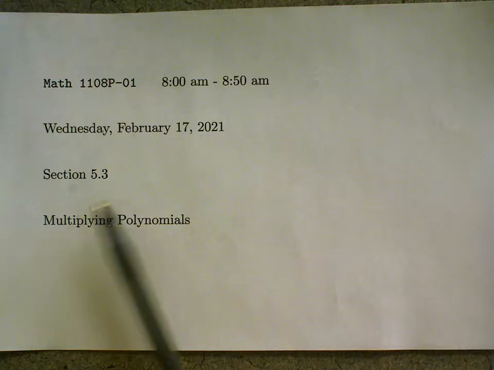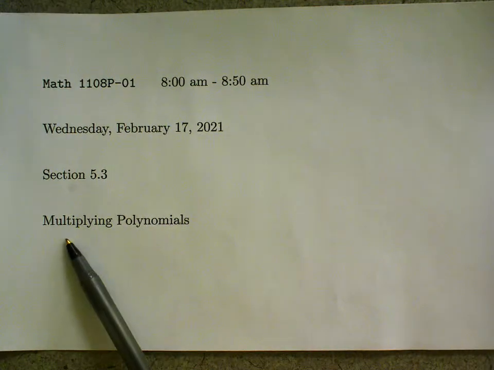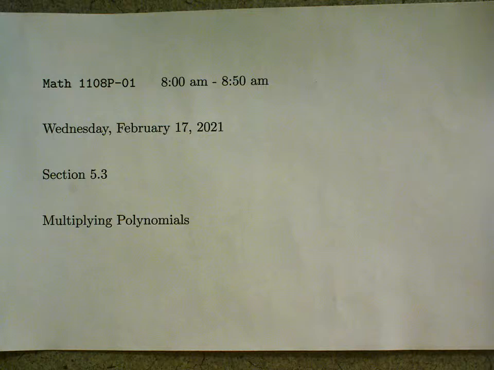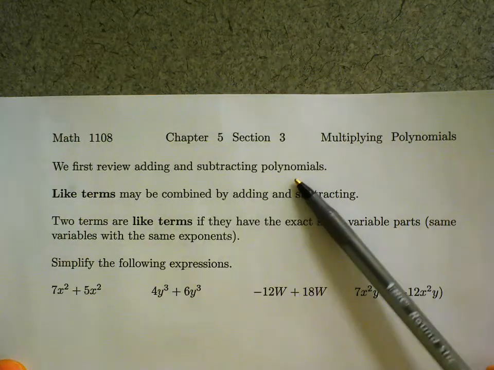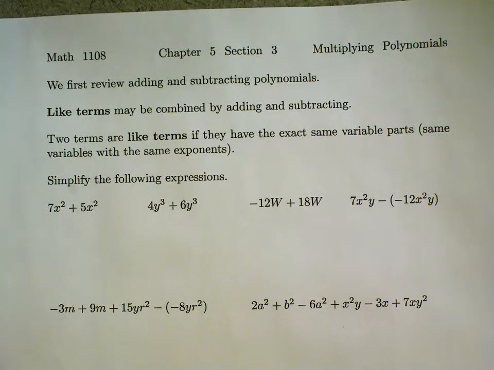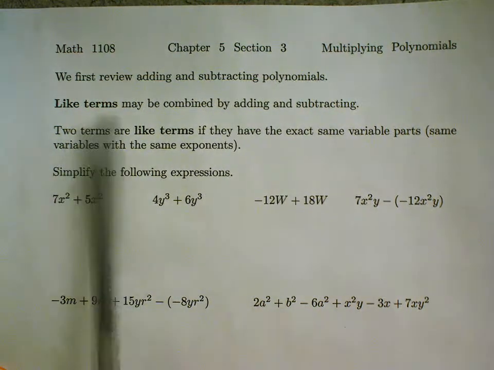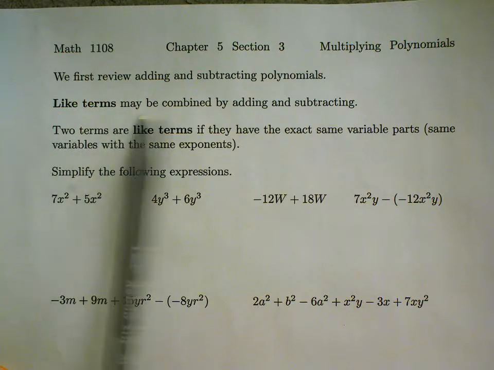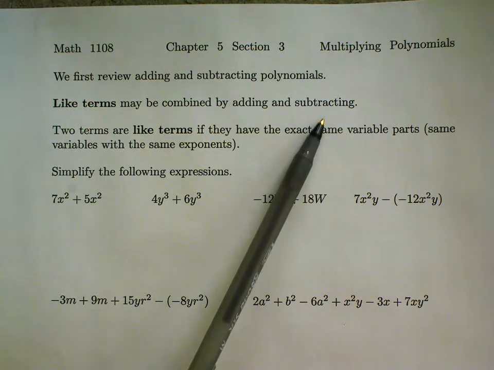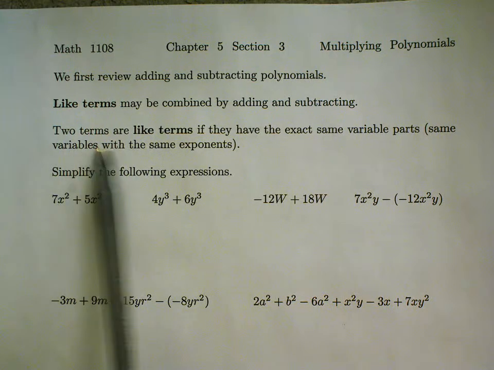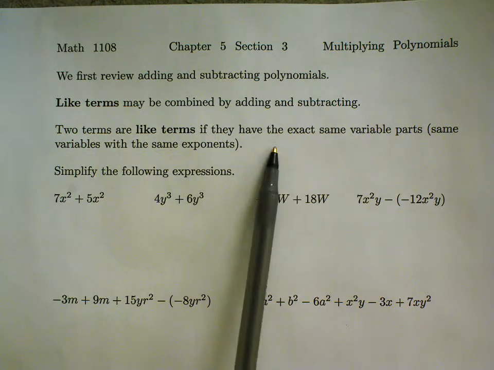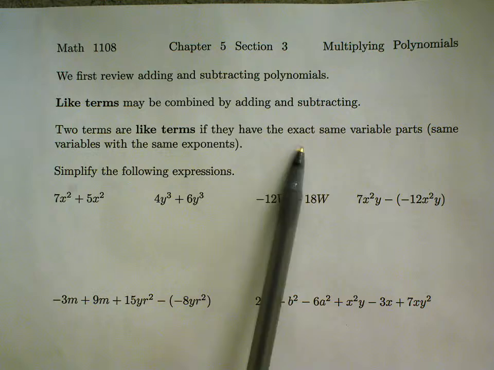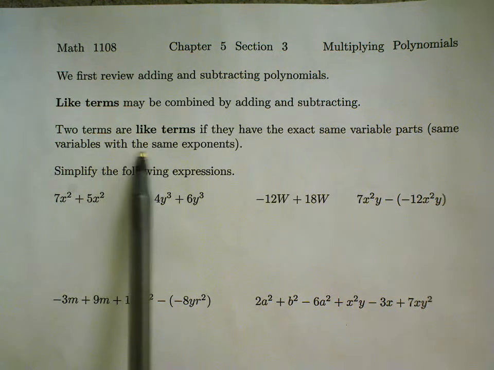Today we'll be in section 5.3 on multiplying polynomials. But first, we will review adding and subtracting polynomials. Like terms may be combined by adding and subtracting. Two terms are like terms if they have the exact same variable parts. That means the same variables with the same exponents.